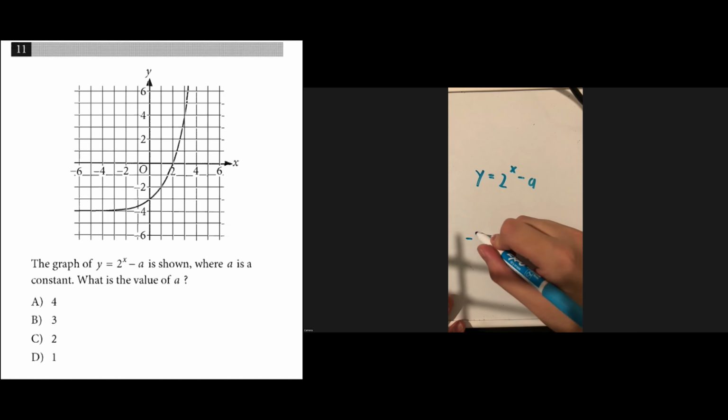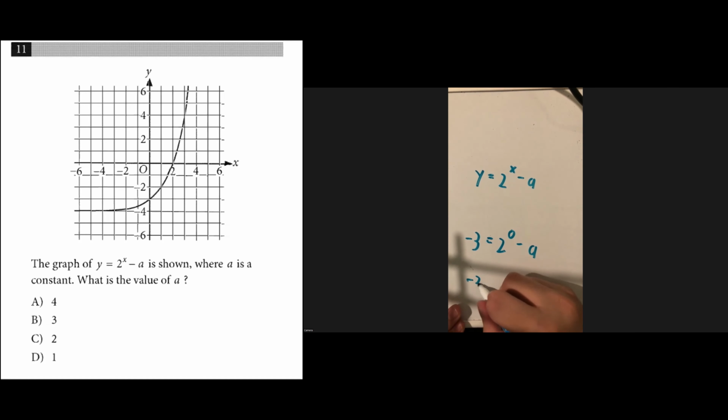So -3 equals 2 to the 0th power minus A. So -3 equals 1 minus A. So what does A equal? A is equal to 4, because 1 minus 4 is -3. So the correct answer choice is A. Or, sorry, not -4, 4.